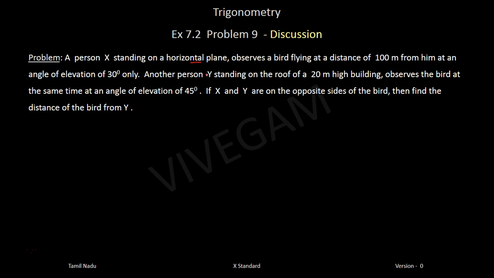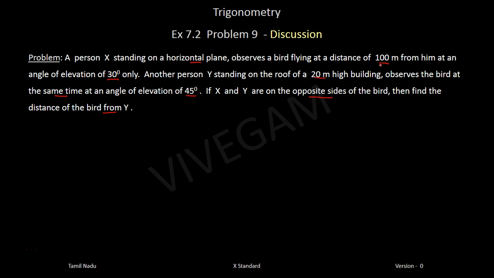So there is a bird and two persons are observing, on a horizontal plane, right? One person is at a distance of 100 meters from it, and he observes it at an angle of elevation of 30 degrees. He is looking up, so it is the angle of elevation. Another person Y is standing on a building 20 meters high, so it's 20 meters above the ground level, and he observes at the same time, which means the same point, and the angle of elevation is 45 degrees. X and Y are on the opposite sides, they are not on the same side. They are on the opposite sides of the bird, and we are asked to find the distance of the bird from Y, because the distance of the bird from X is already given, 100 meters.